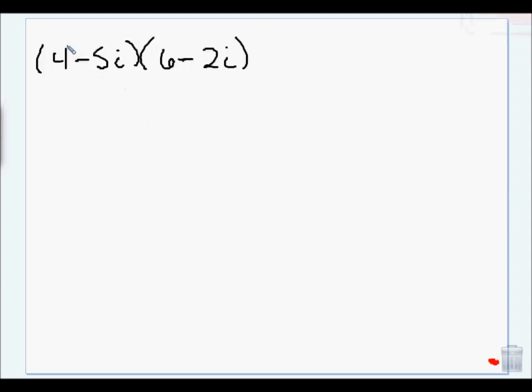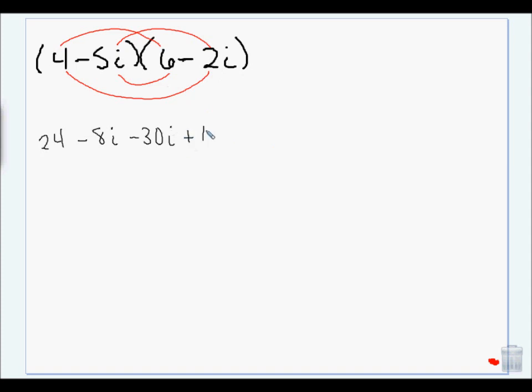The last one, I'm going to FOIL. So first, outside, inside, last. Okay, so 4 times 6 is 24. 4 times negative 2i. 6 times negative 5i. And then negative 5i times negative 2i. 10i squared is negative 10. So I have 24 minus 10, so that's 14, and then negative 8 and negative 30, so minus 38i.